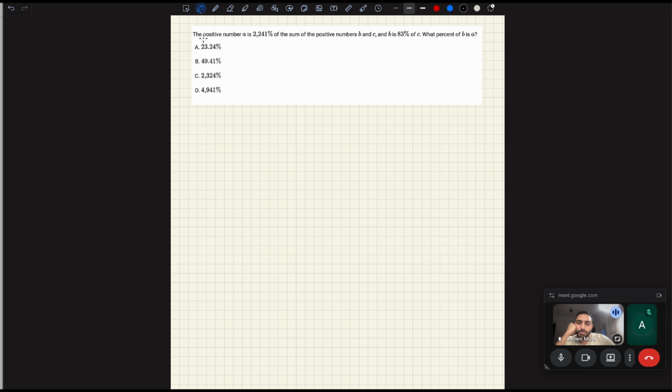Right, let's take a look at this one. It says the positive number A is 2,241% of the sum of the positive numbers B and C. So let's take the sum of B and C, B plus C, and put that in brackets because A is 2,241% of that. I need to multiply this, not by 2241, but divide that by 100, so it'd be 22.41. So 22.41 times the sum of B and C is equal to A. So that's that bit done.